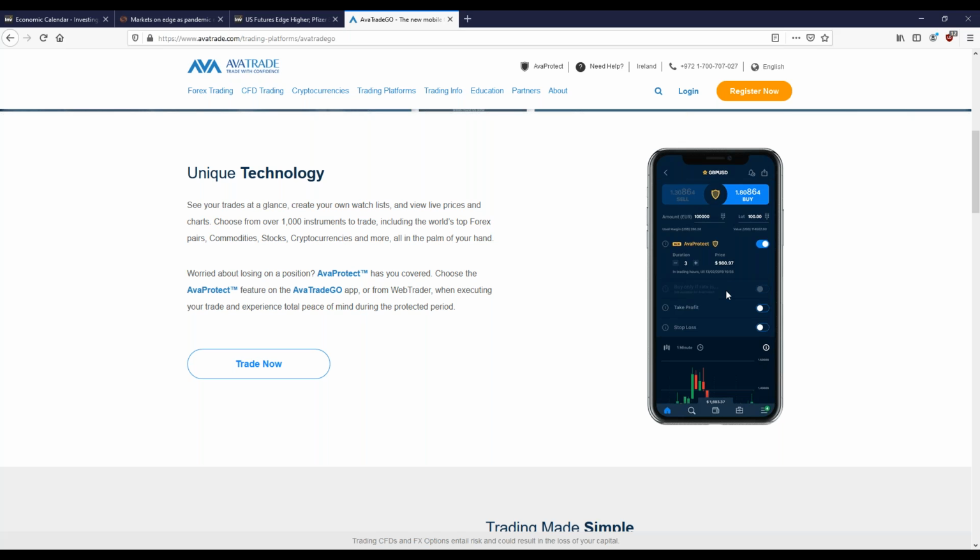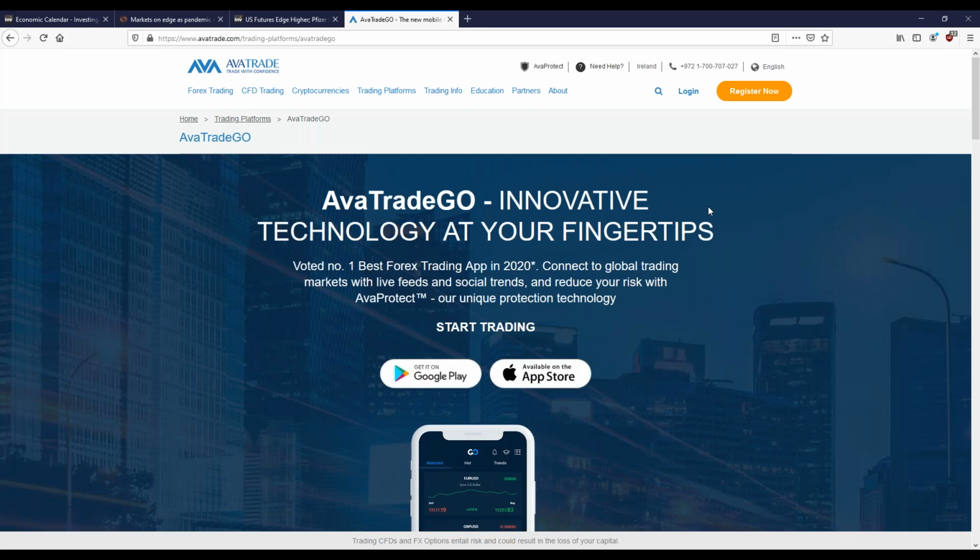And the same if you log in here to the WebTrader platform, which is accessed from this login on our main website. It has those same features. Okay, so very nice to use.